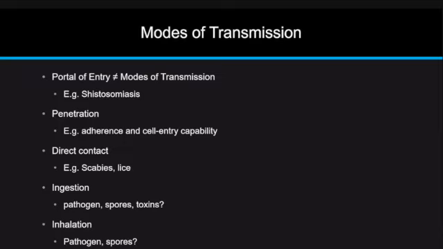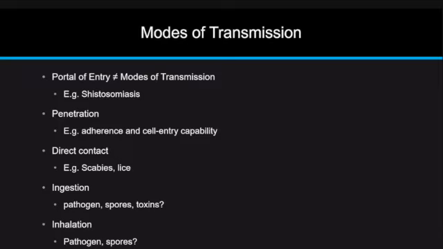There are modes of transmission via direct contact. Most of our ectoparasites are transmitted that way. However, some of our STIs, including syphilis, Haemophilus ducreyi, which causes chancroid, and even chlamydia, are transmitted by direct contact. And that allows these bugs, and I use that term lightly, to transmit from one host to another.